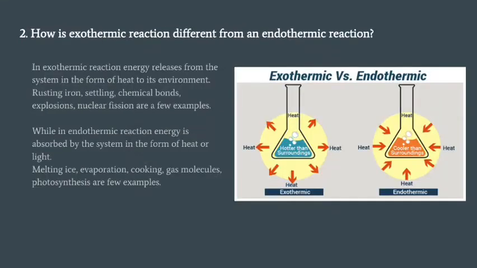Let's move on to our next question, which is how is exothermic reaction different from an endothermic reaction? In this we have to define a difference between these two types of reaction. The most basic difference is that in an exothermic reaction energy is released from the system and in an endothermic reaction energy is absorbed by the system, and this energy can be in the form of heat or light. Some examples of exothermic reaction are rusting of iron, formation of chemical bonds, nuclear fission, etc. And examples of endothermic reaction include melting of ice, evaporation, photosynthesis, etc.